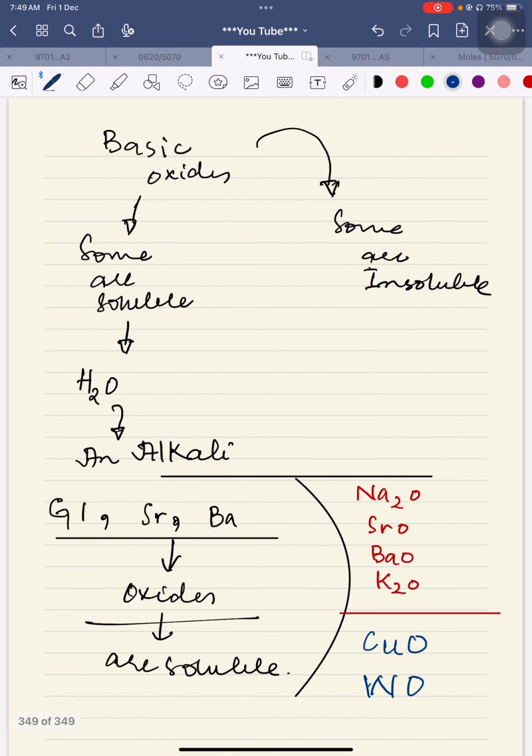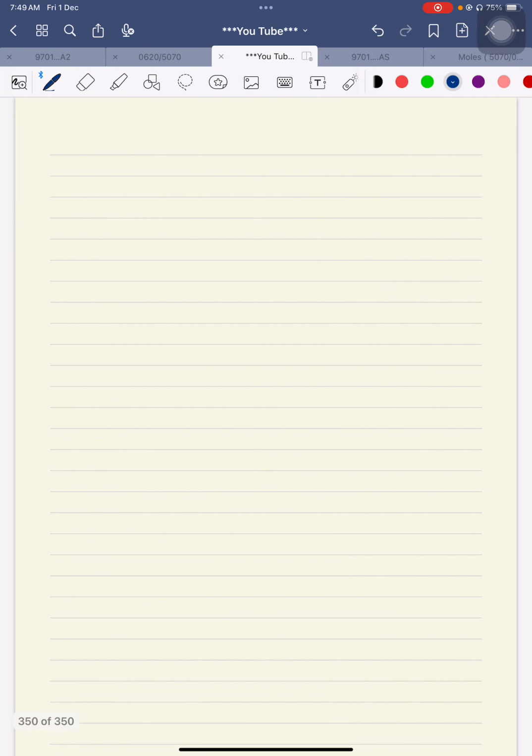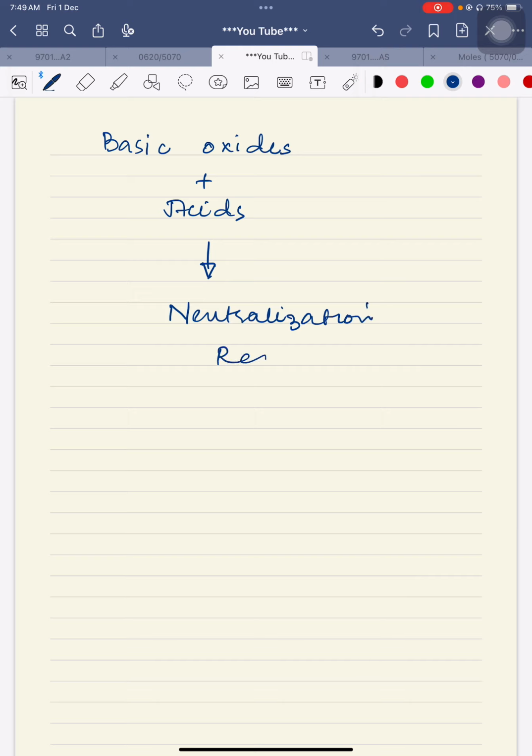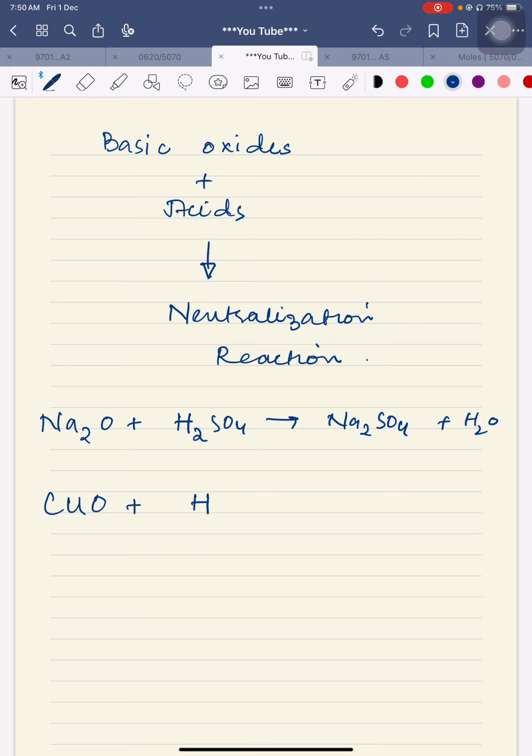Moving on to a new page, we can say that basic oxides plus acids give a neutralization reaction. I am going to give you 2 or 3 examples. For example, Na2O reacts with H2SO4 and gives you Na2SO4 along with H2O. Another example, CuO plus 2HNO3 gives you copper nitrate along with H2O.